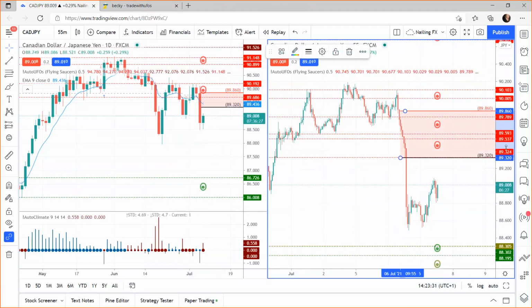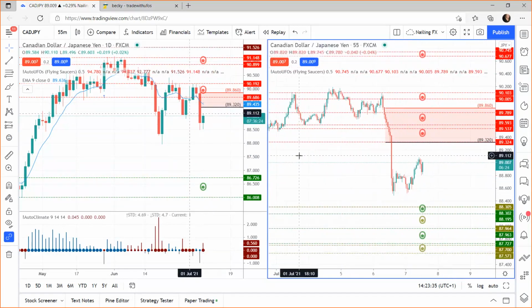Pretty easy so far. Now, where are we going to put our targets? First target is really, really easy. It's 1 to 1 away.